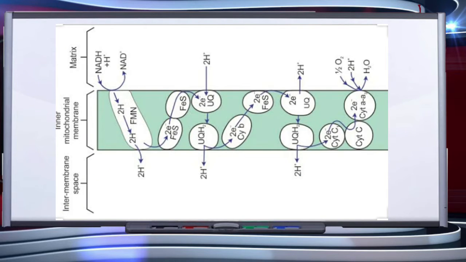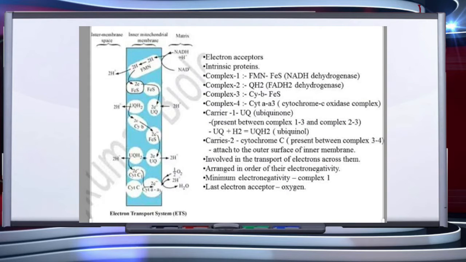NADH formed in glycolysis and the citric acid cycle is oxidized by NADH dehydrogenase, and it forms complex 1. The electrons are transferred to ubiquinone via FMN. Ubiquinone also receives reducing equivalents via FADH2 generated during the oxidation of succinate by succinate dehydrogenase, and it forms complex 2. The reduced ubiquinone, called ubiquinol, is then oxidized by transfer of electrons to cytochrome c via the cytochrome bc1 complex, that is complex 3.